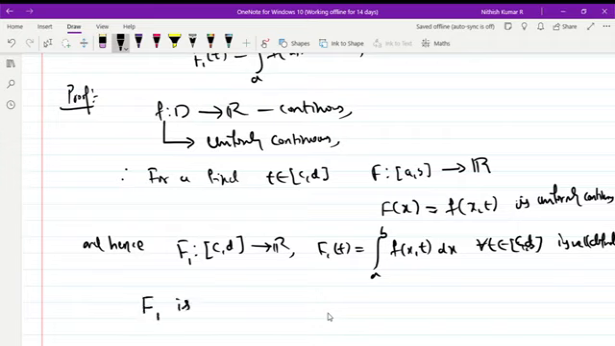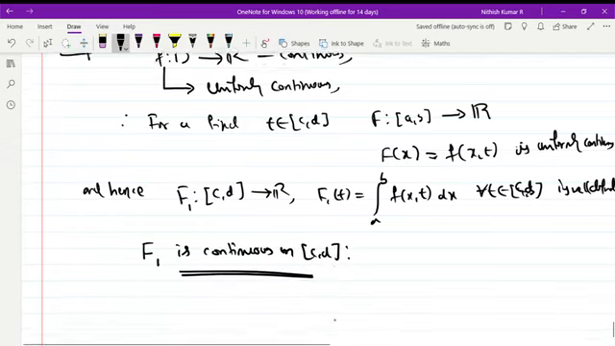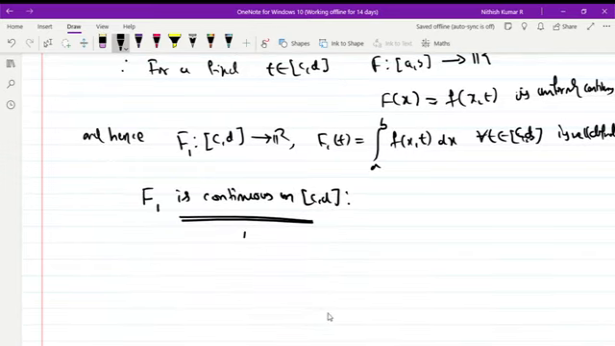So let's see once again. Now to show this f1 is continuous on the closed interval [c, d], we shall show that this f1 is continuous. So consider any arbitrary point t0 belonging to [c, d].